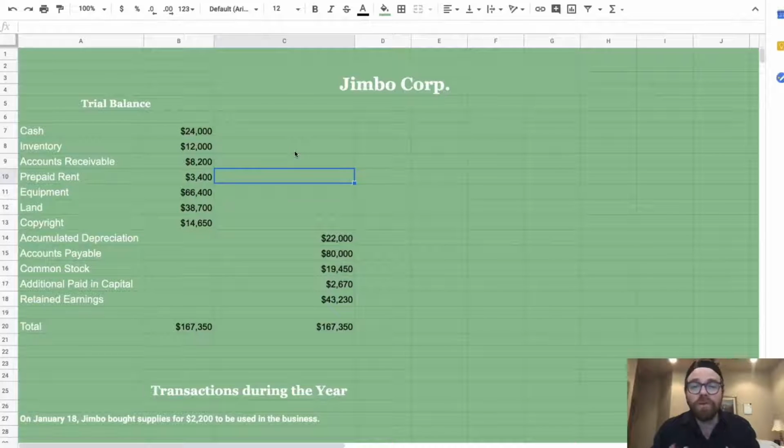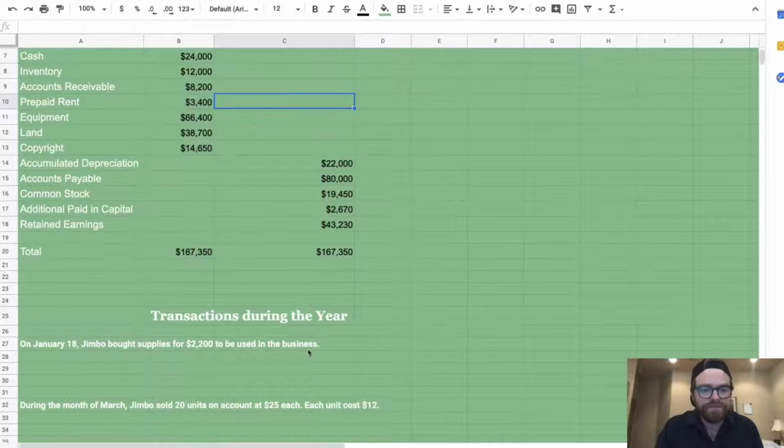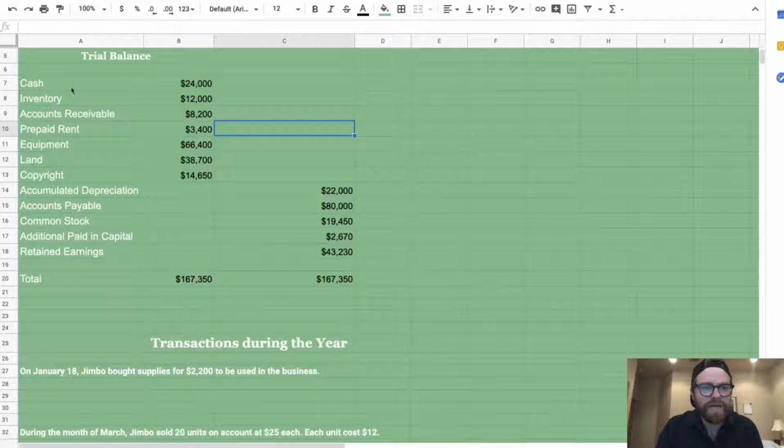We're going to go through a full example here where I'm going to go through the trial balance, journal entries throughout the year, adjusting entries, and an adjusted trial balance. So you can kind of see part of the cycle here of accounting. We're going to use a fake company called Jimbo Corp. We're going to go through here and talk about these different transactions and learn how to make journal entries in Excel. So going down here, first we have our trial balance.